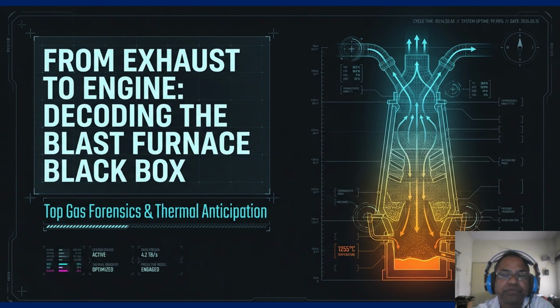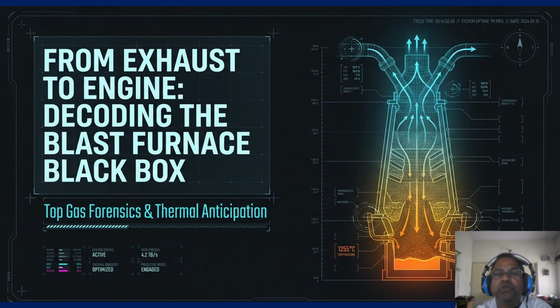So in a blast furnace, as we know, the top gas is not just an exhaust. It is the forensic signature of every reaction happening inside the stack. Look at the central wireframe visual. Notice the orange heat bloom in the hearth at 1255 degrees Celsius versus the cool exhaust plume.